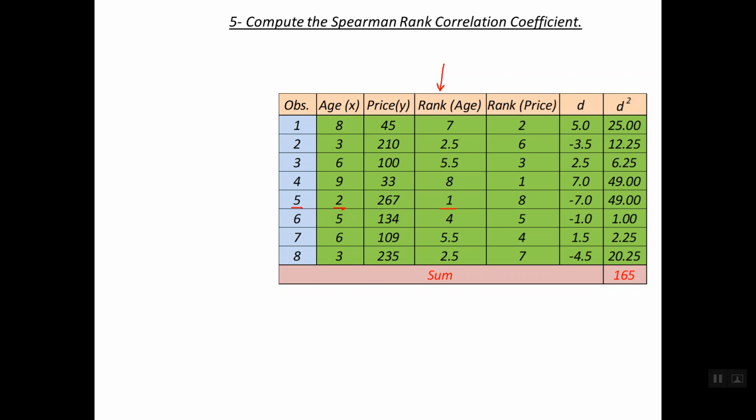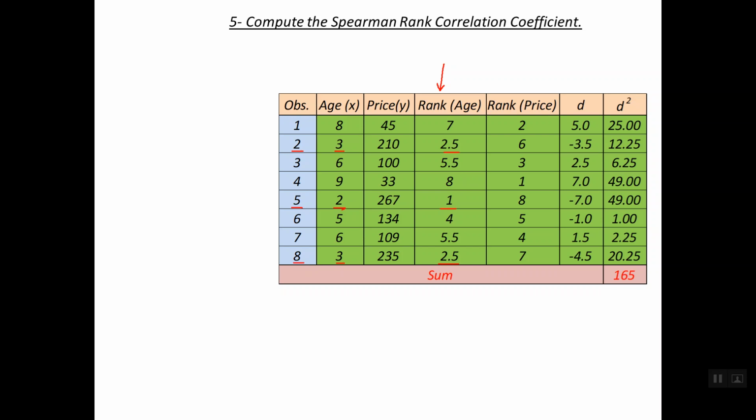After this car, we have 2 cars, car number 2 and car number 8, both with ages of 3 years. So both will take the same rank. But because the rank is shared, the second rank after rank 1 is 2 and the next is 3. So 2 plus 3 is equal to 5, divided by 2. So both will have a rank of 2.5, which is the average of the 2 ranks. So car number 2 has a rank of 2.5, and car number 8 has the same rank, 2.5.